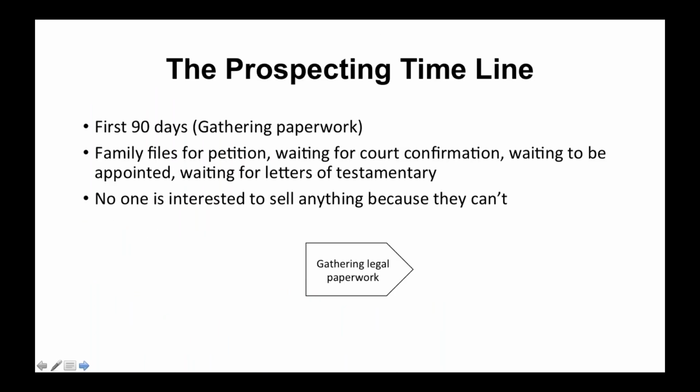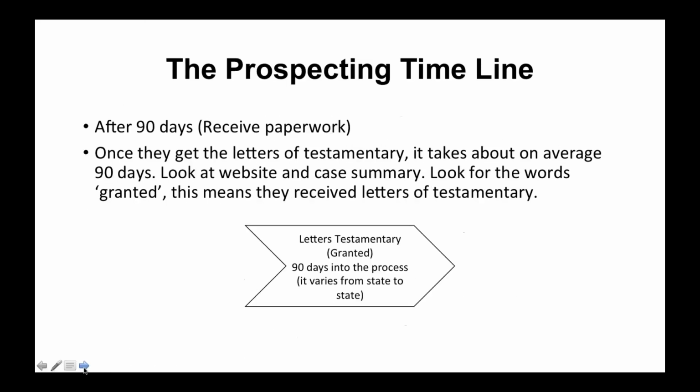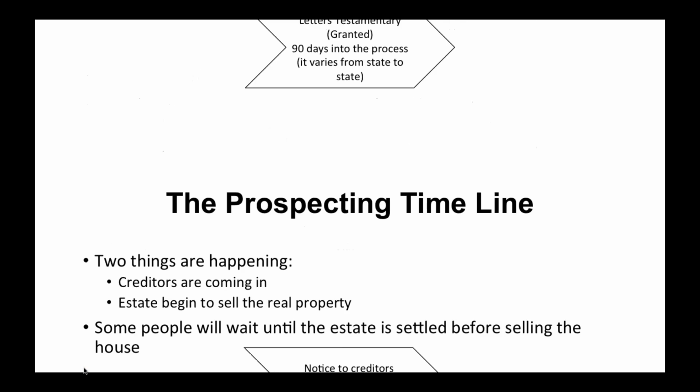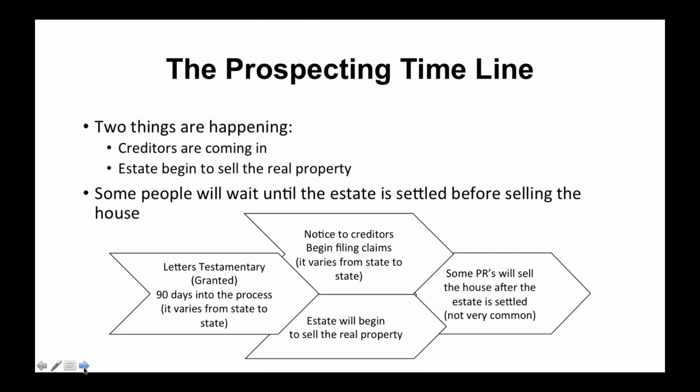The first 90 days is just gathering paperwork. The family has filed the petition to probate it. They're waiting for the court to confirm it. They're waiting for letters of testamentary. Keep in mind, once you have this, it's on. They can't sell anything during that first 90 days. Once it's granted, and they have the letters of testamentary, next thing is up.